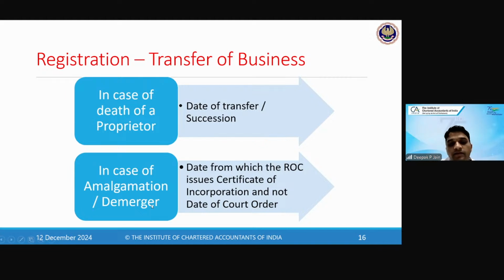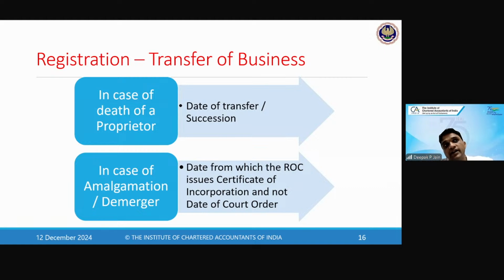Similarly, in case of an amalgamation or demerger, the practical procedure is that we apply for amalgamation or demerger. Once you make an application, you have to go to the NCLT, National Company Law Tribunal. They will call for a hearing. They will tell you to conduct the board meeting, the shareholders meeting, the creditors meeting. If all of that is approved, then they will give you an approval. Then you go to the ROC and get a new certificate of incorporation.